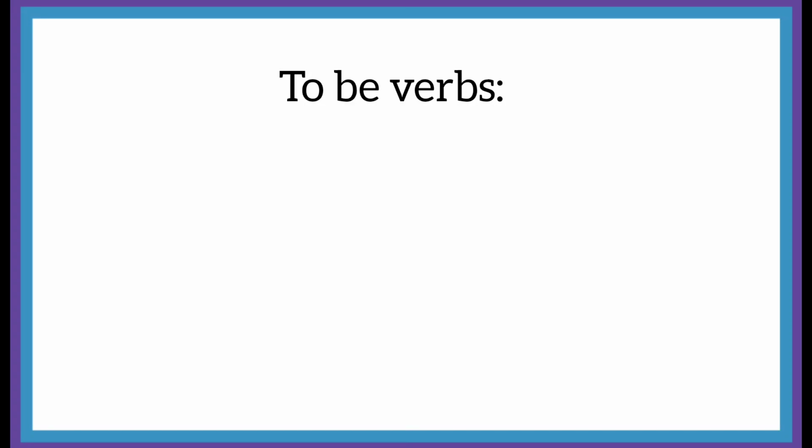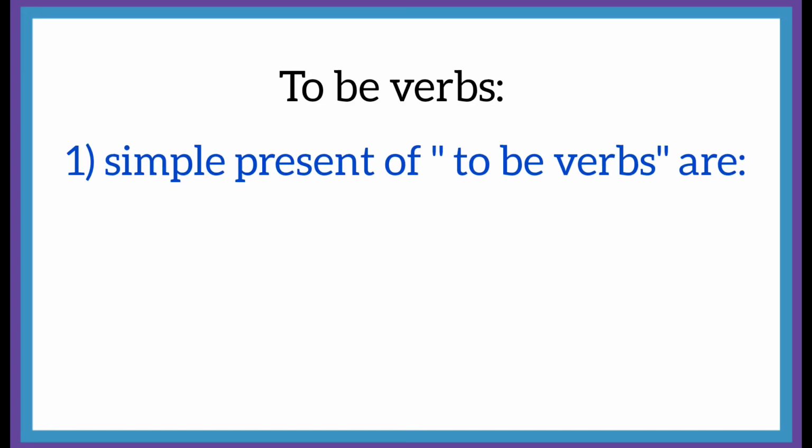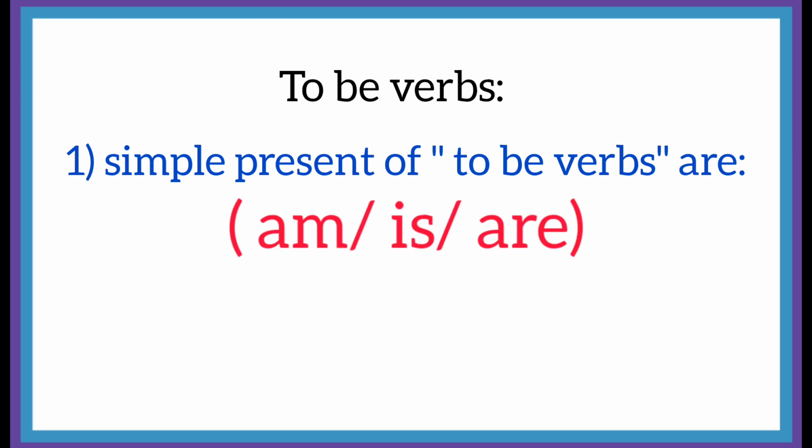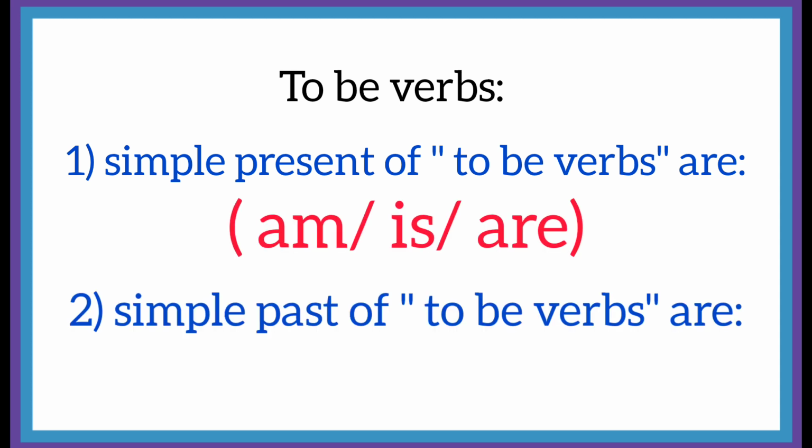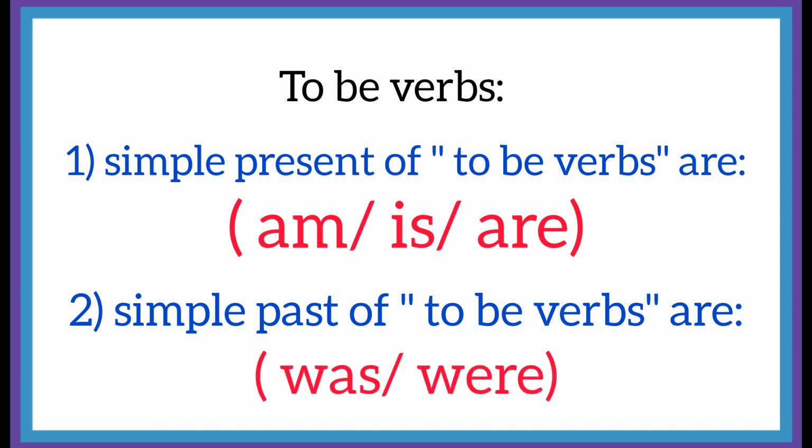To be verbs. Simple present of to be verbs are am, is, are. Simple past of to be verbs are was, were.